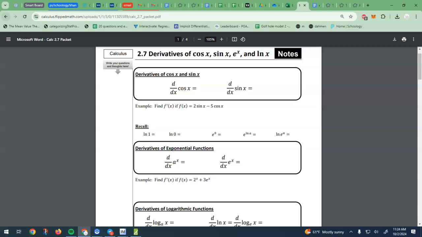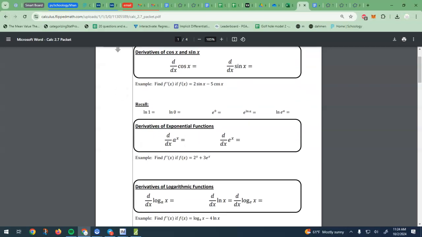Okay. Can I erase this? So for these, should we do these though?